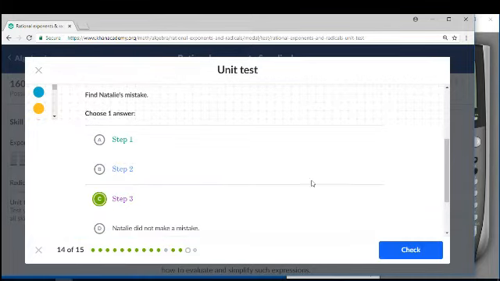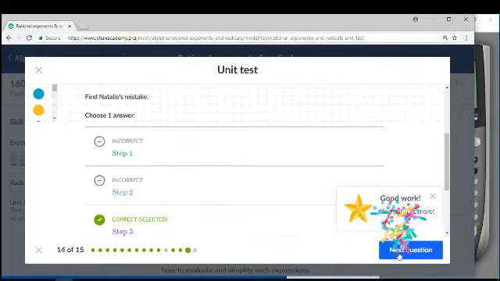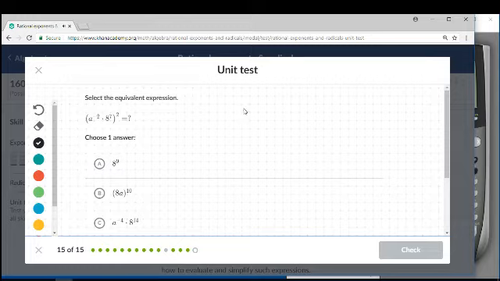So I'm going to say step 3, because 8 to the 0 is not equal to 0, it's going to be equal to 1. So the equivalent expression, 8 to the negative 2 times 8 to the 7 is equal to 2. So what does that mean? Let's analyze inside the parentheses. So a to the negative 2 squared is going to be a to the negative 4th times 8 to the 14th.